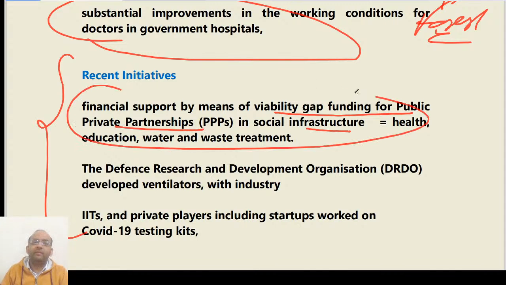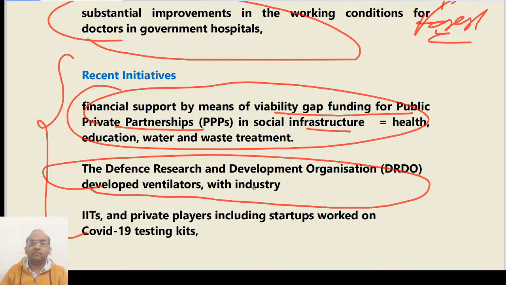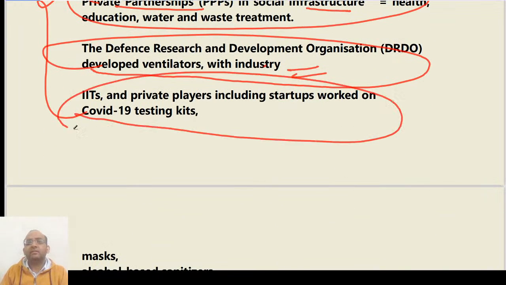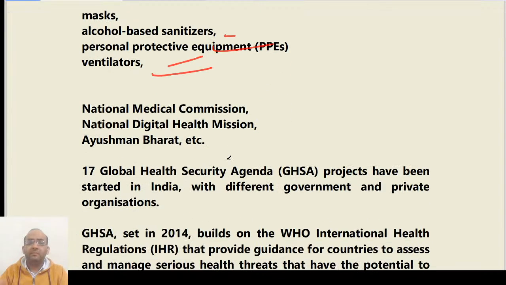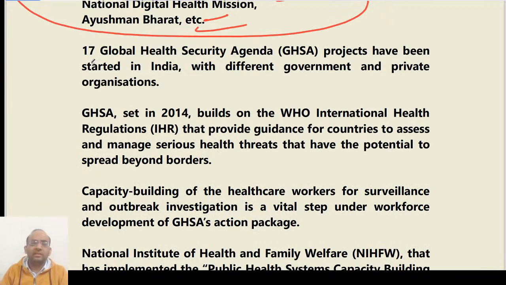This we have discussed in previous class. DRDO has developed ventilators in collaboration with industry during COVID-19. IT and private companies worked on COVID-19 testing kits, masks, sanitizers, equipment, etc. Then National Medical Commission reform was undertaken, National Digital Health Mission and Ayushman Bharat have been taken. This all we have discussed in previous class. This is the only new point we have to discuss.